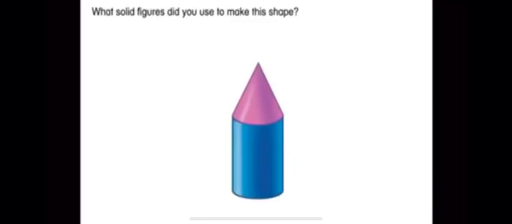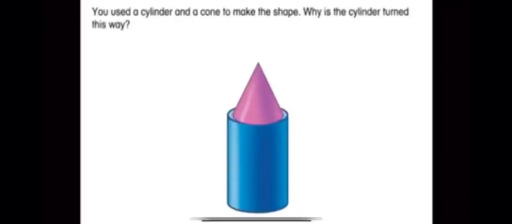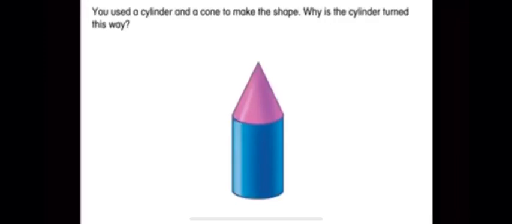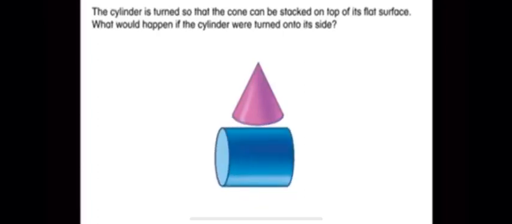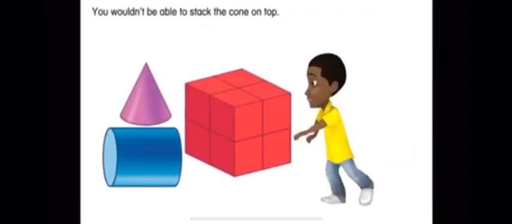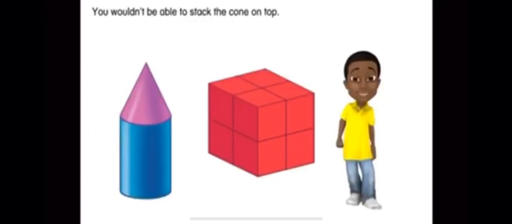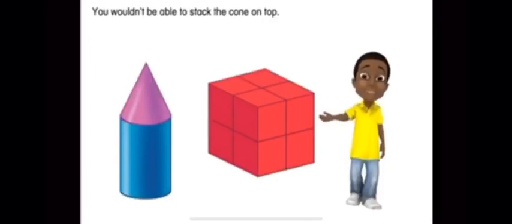What solid figures did you use to make this shape? You used a cylinder and a cone to make the shape. Why is the cylinder turned this way? The cylinder is turned so that the cone can be stacked on top of its flat surface. What would happen if the cylinder were turned onto its side? You wouldn't be able to stack the cone on top. Now you know how to combine 3D shapes to make other 3D shapes.